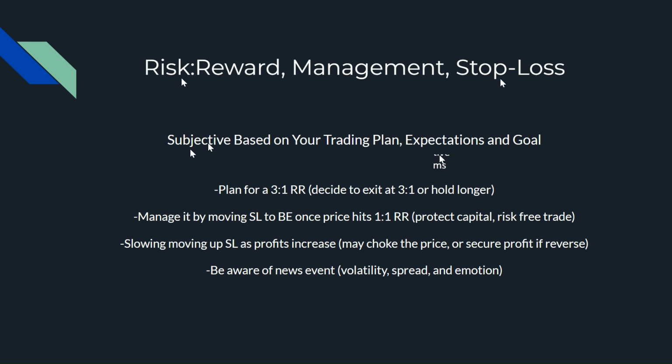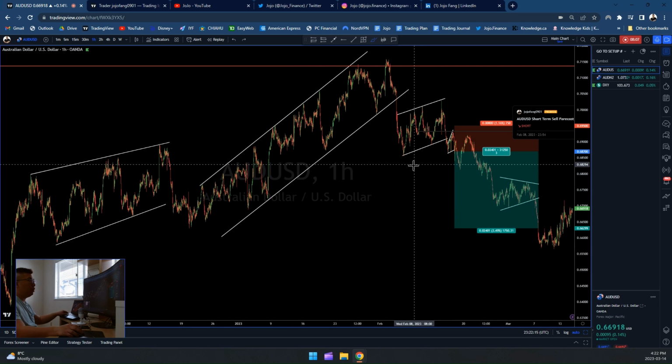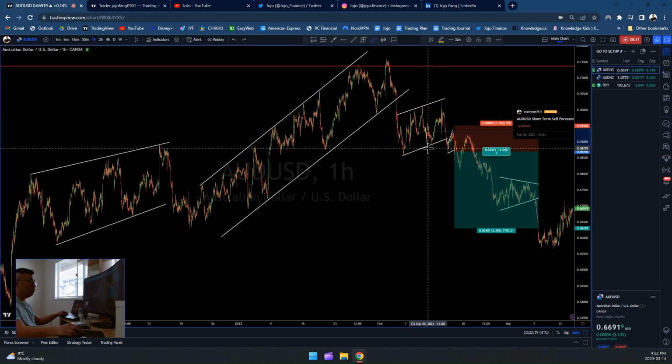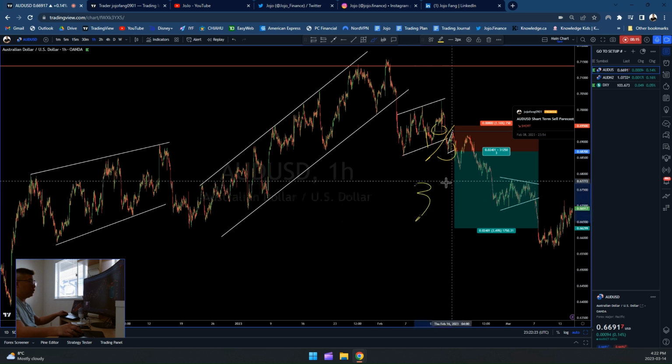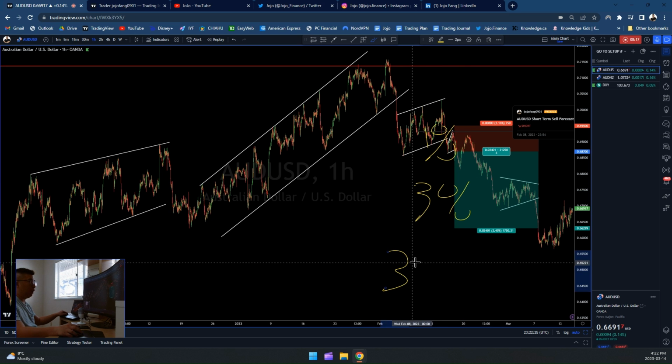Over the years, I find that it is more subjective based on your trading plan, expectations, and goal. Remember earlier we talked about the expectation and goal of the individual trader, because everyone will have a different type of expectation. So when I say 3-to-1 risk reward, it's a general rule of thumb, where you want to risk 1% or a set amount, and you want to potentially get 3%, or 3-to-1 risk reward.